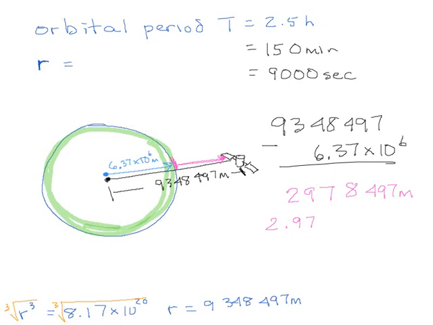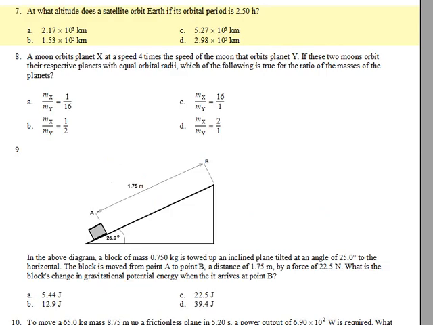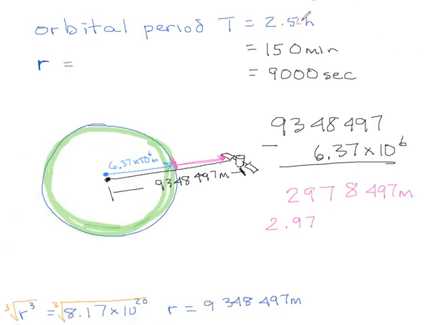You could put that in scientific notation if you wanted. Trying to remember how many significant digits this question originally had. One second. They gave us 2.50 for our period, so our answer should have 3 sig digs, meaning I should round this to 2.98. There's our 3 significant digits. 2.98 times 10 to the 6 meters would be one way to give the altitude.